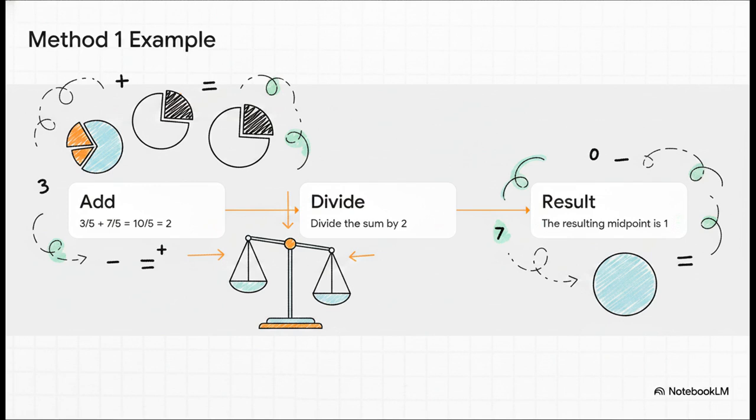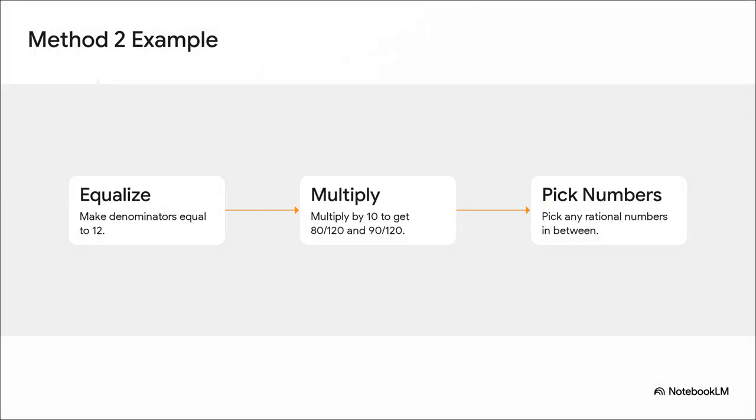It's the exact same logic we just used in our proof. But what if the exam throws a curveball and asks you to find 5 numbers between 2/3 and 3/4? That average method would take forever, right? That's where method 2 comes in. First, we make the denominators equal. The lowest common multiple of 3 and 4 is 12, so 2/3 becomes 8/12, and 3/4 becomes 9/12.